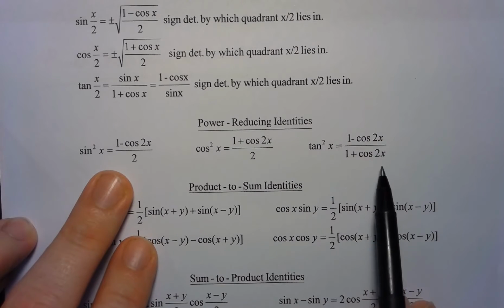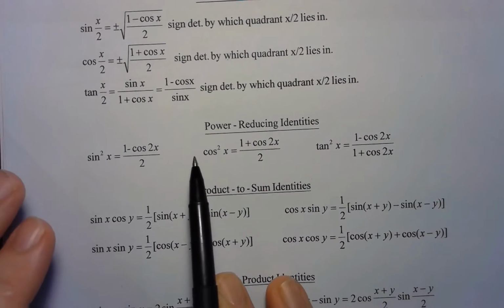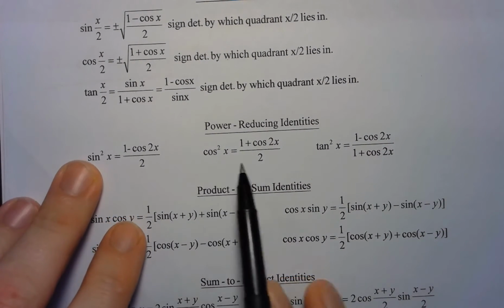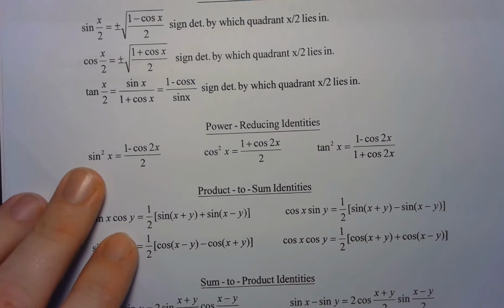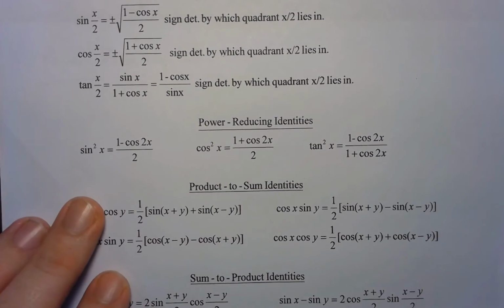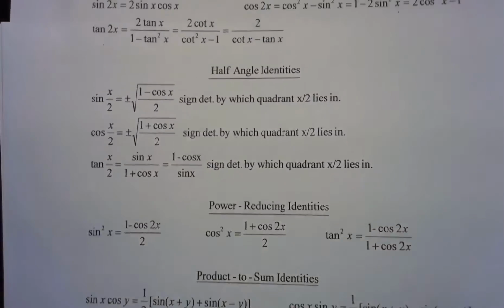Then you have the tangent squared identity, which comes, again, from the concept of sine squared divided by cosine squared to create tangent squared. So now how can we prove one of these identities? Well, it's actually quite simple.